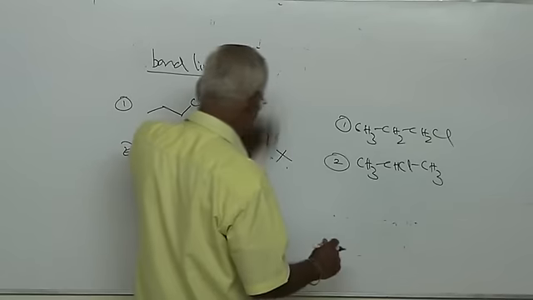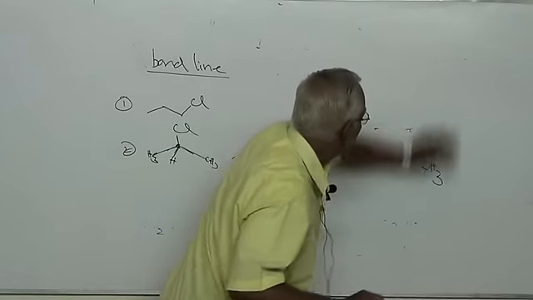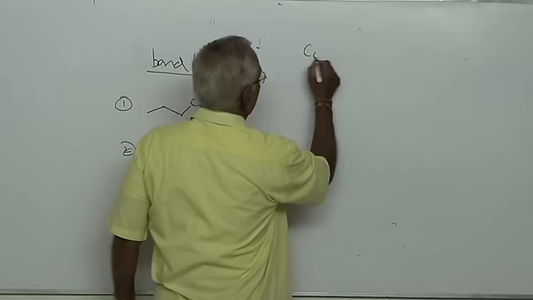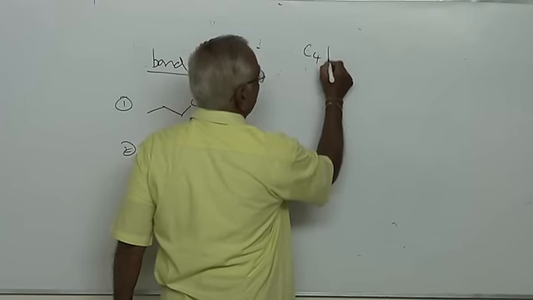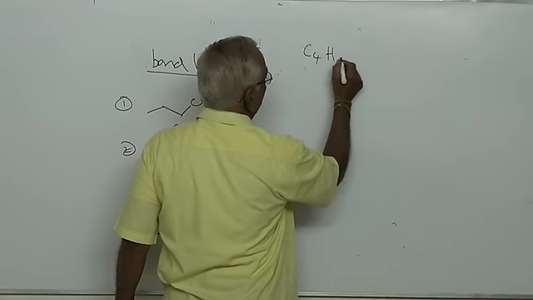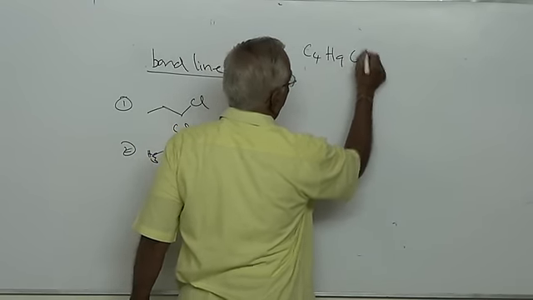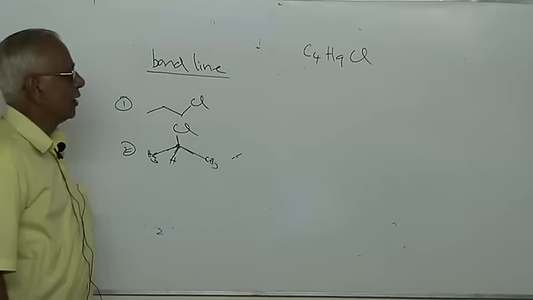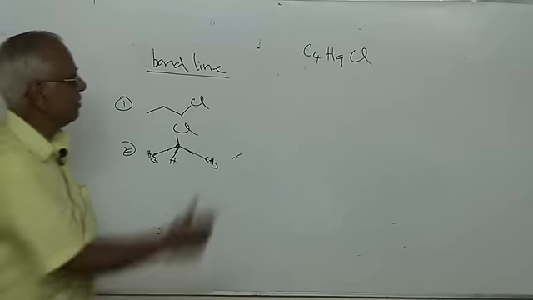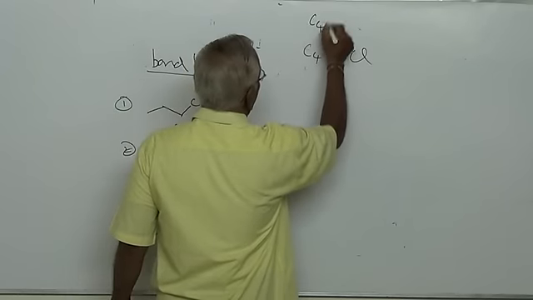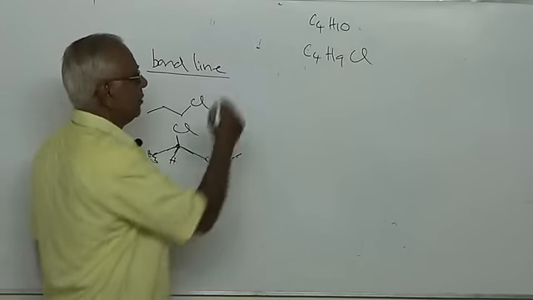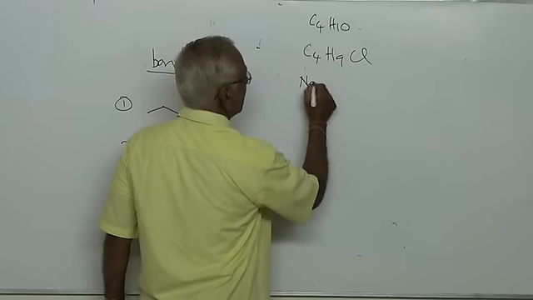Okay. Now let me identify the various isomers for C4 alkane. For C4 alkane, what should be the molecular formula? C4H9Cl. It is going to be the chloro derivatives of C4 alkane. C4 alkane is C4H10, butane. Okay. Now, how many isomers are possible?